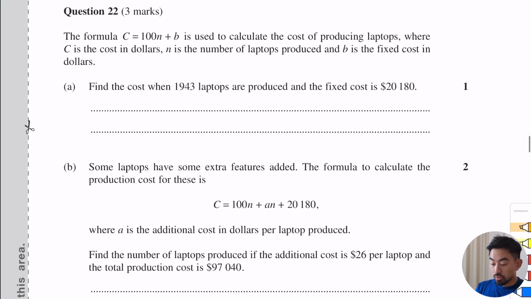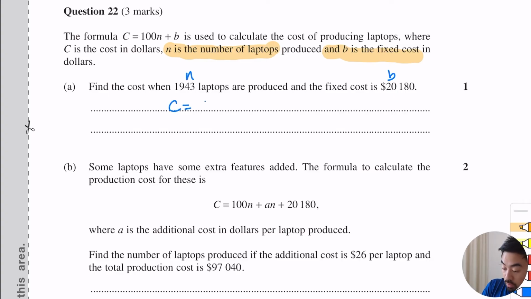Question 22. The formula C is equal to 100N plus B is used to calculate the cost of producing laptops, where C is the cost in dollars, N is the number of laptops produced, and B is the fixed cost in dollars. Find the cost when 1,943 laptops are produced and the fixed cost is 20,180. Okay, so quite a bit of words here, but let's have a look. So what did they say? They said N is the number of laptops, B is the fixed cost. Okay, so we're just going to substitute this in the equation. This will be N for laptops, this will be B for fixed costs.